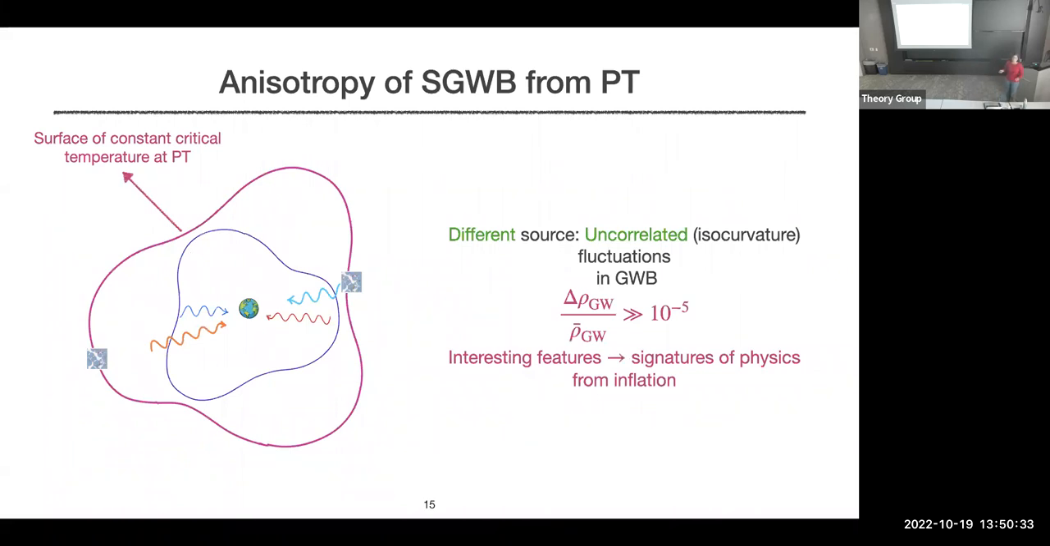If the gravitational waves are produced from a completely different sector or fluid, then the anisotropies of gravitational waves will not correlate with the CMB. And in that case, they will be isocurvature in nature. In particular, they could be much larger than the anisotropies that we see in the CMB. And they could contain all sorts of interesting features that the adiabatic perturbations do not contain. So these are the two aspects we want to explore.